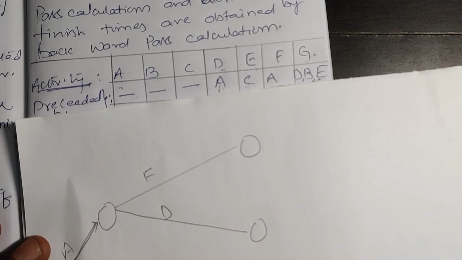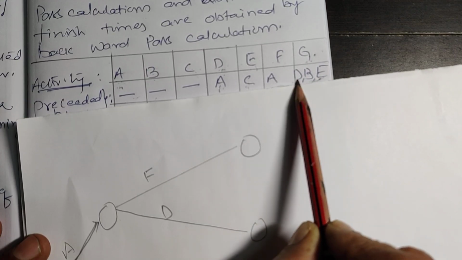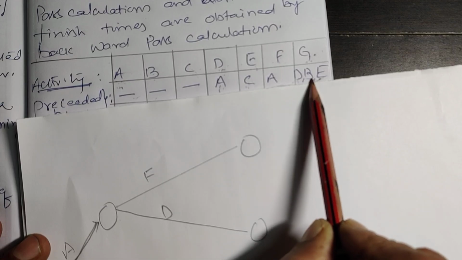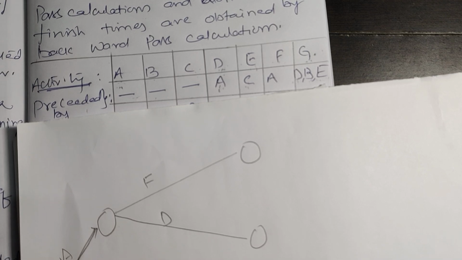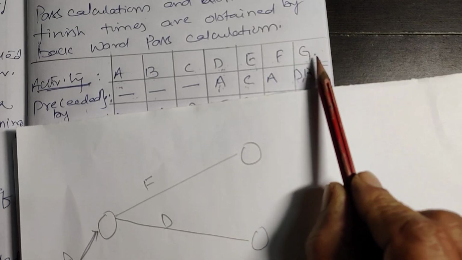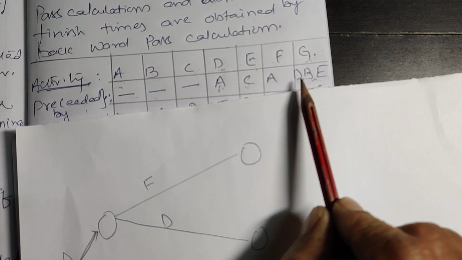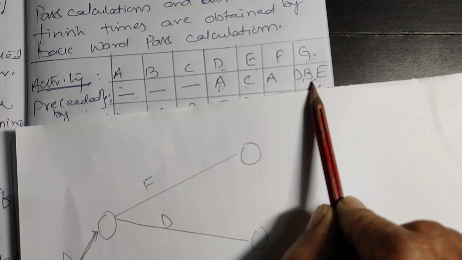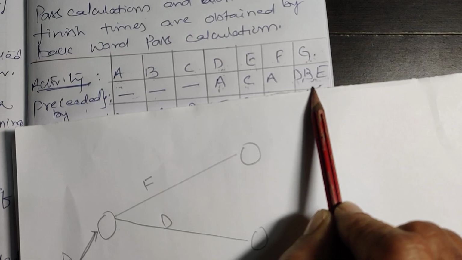Planning is over. Now to start activity G, how many activities are to be completed? Activity D, activity B and activity E are completed. Then only you can start activity G. Now, what is the meaning of this point here? For this activity G, there are three predecessors. So, first of all, join these three activities at one node.